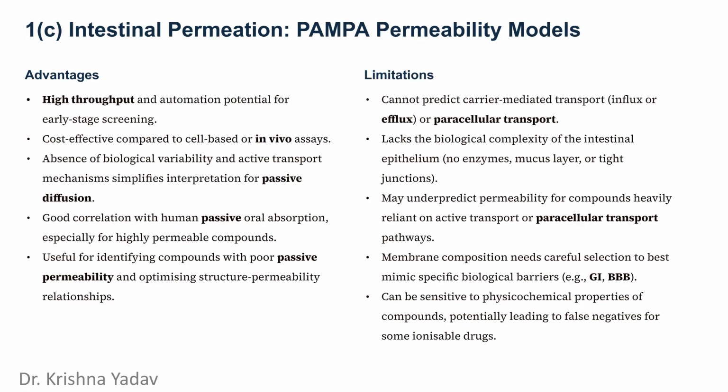The PAMPA model offers a high-throughput, automated way to predict drug absorption by focusing specifically on passive diffusion, showing a high correlation with actual human oral absorption. However, its main limitation is that it lacks the biological complexity of real cells, meaning it cannot account for active transport, efflux mechanisms, or paracellular transport. Because it uses an artificial membrane, it may underestimate the permeability of compounds that rely on these biological pathways and is sensitive to the specific physicochemical properties of the lipids used.